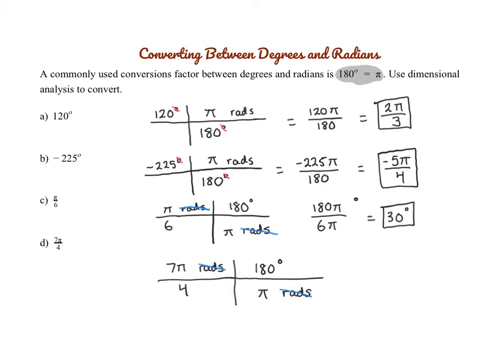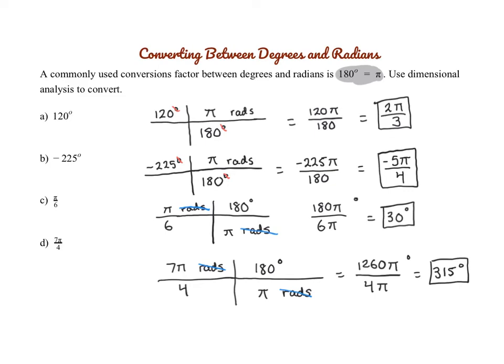So we can multiply across the top. So this gives us 1,260 pi over 4 pi degrees, and then we just simplify. So 1,260 divided by 4 is 315 degrees, and the pi's cancel out.